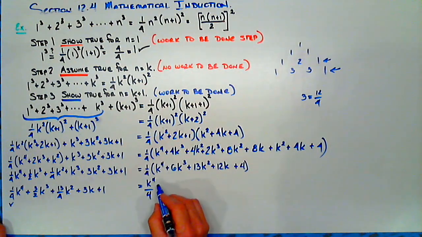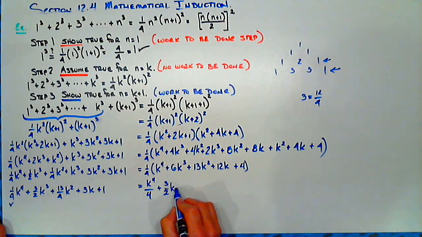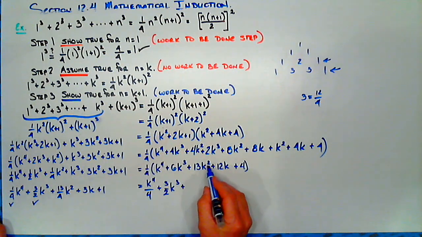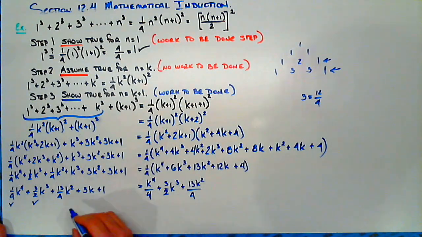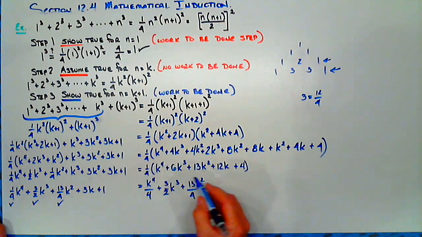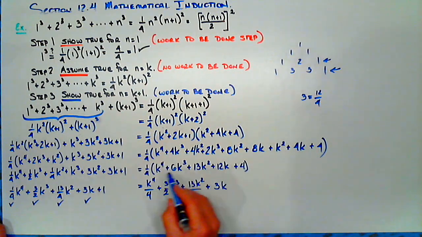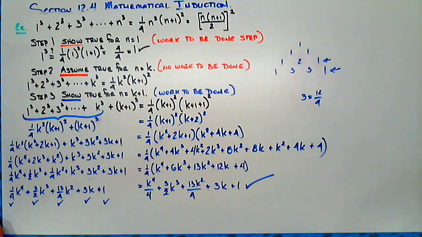What's 6 divided by 4? Well, 6 divided by 4 is 3 divided by 2, right? I wanted that. This is going to be 13k squared over 4. Hey, we wanted that. And this is going to be 12 divided by 4. That's going to be 3k to the 1st. We wanted that. 4 times 1/4 is 1. And we're done that way too. Look at that. It worked both ways.